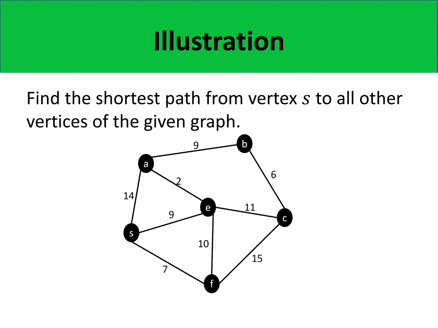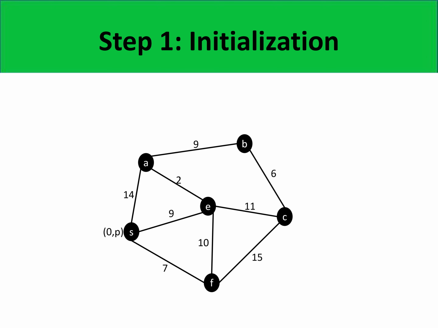Let us illustrate the Dijkstra's algorithm. Let us find the shortest path from the starting vertex S to all the other vertices of the given graph on your screens. Let's begin by labeling the starting vertex S by 0, P. This means that 0 is the distance value of S from itself, and its distance is already permanent because we know that the distance of S to itself will always be 0.